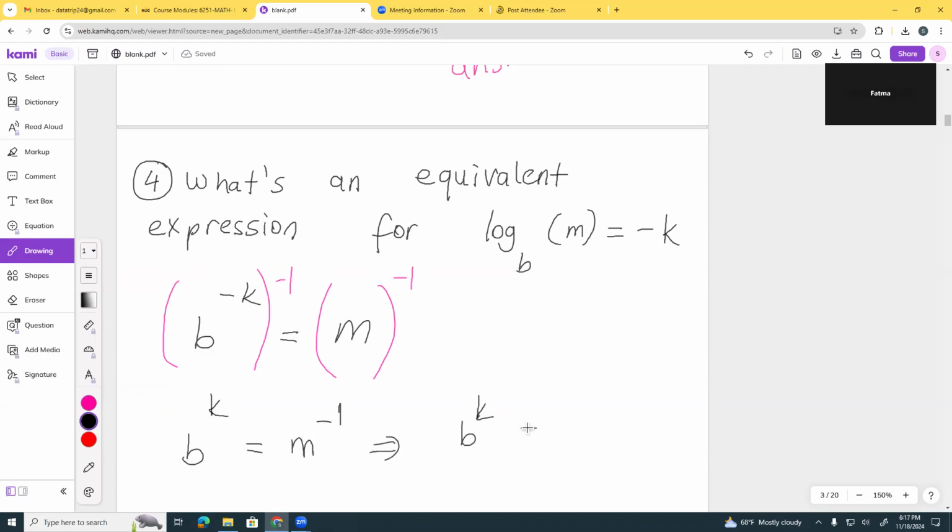They will still not like this, because in math, we are required to change m to the power of negative 1 as, good job, 1 over m. And this answer will be available on the test for you. This is the expected answer they want on the test for this question. b to the power of k is equal to 1 over m.